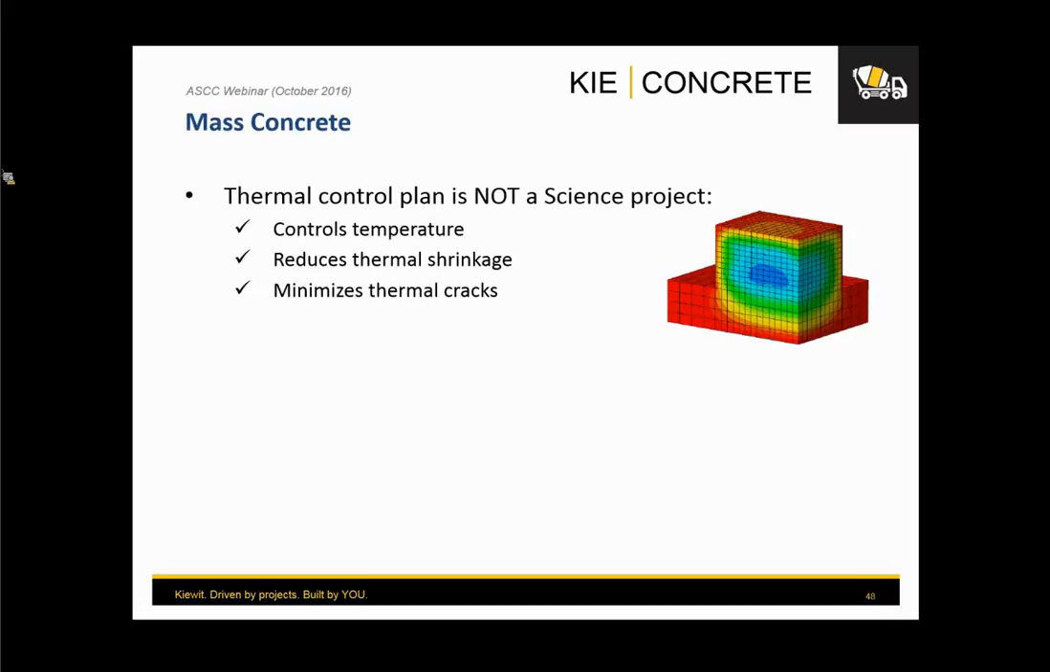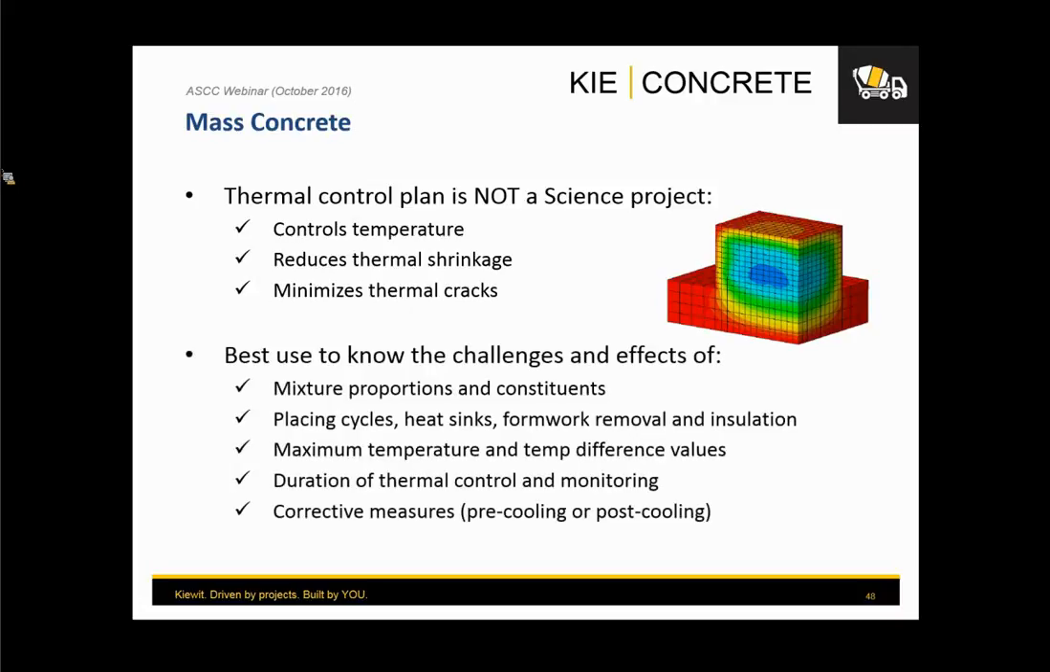It's going to be a tool for the contractor to consider the best strategies to protect the concrete from having different issues related to thermal. So when you have a thermal control plan in hand, what are the things you're going to be looking at? You're going to be looking at the effects of mixture proportion on the constituents, and if you need to do some optimization with the mixes. What type of cycles can you achieve with that? Are you going to have some heat sinks? Are you going to have a formwork removal requirement that is going to be different than you expected because of thermal aspects? Are you going to need some insulation? What type of insulation? How much insulation? How long do you need to keep the insulation?